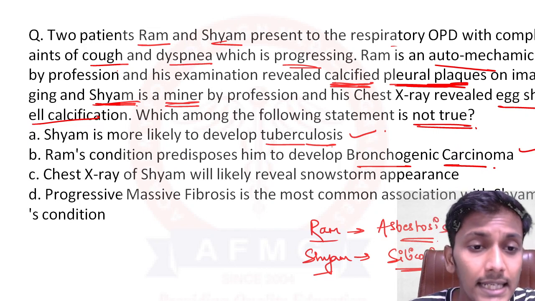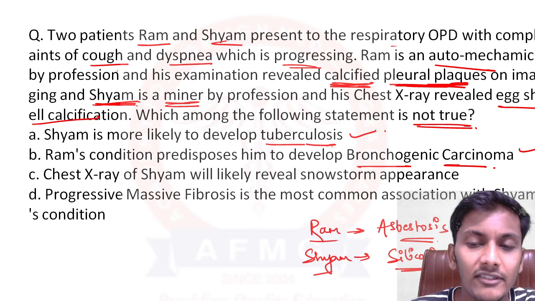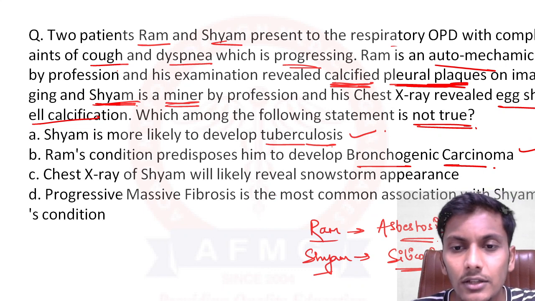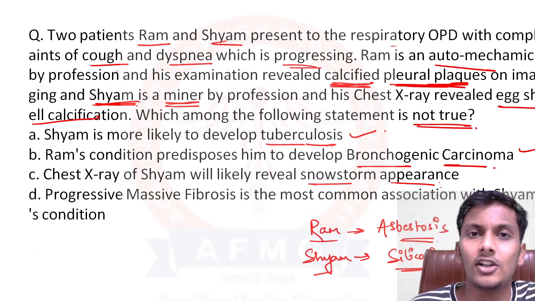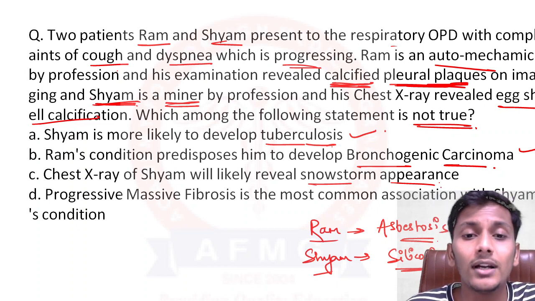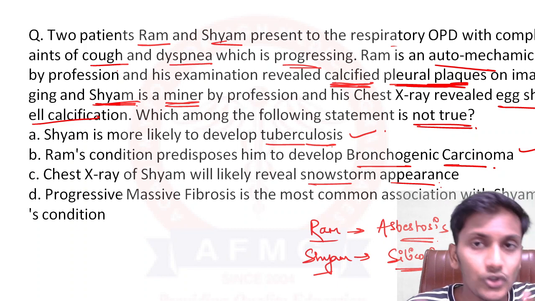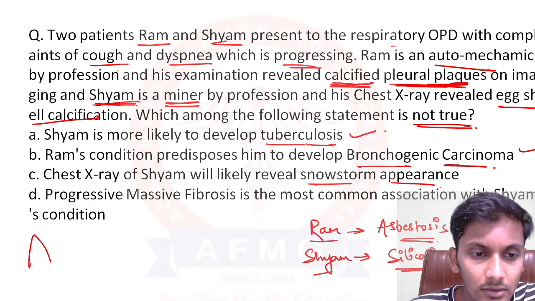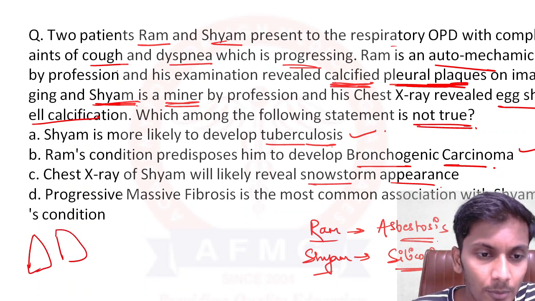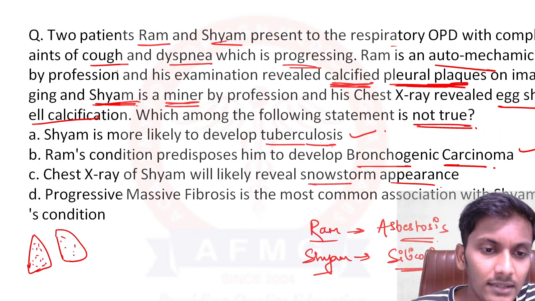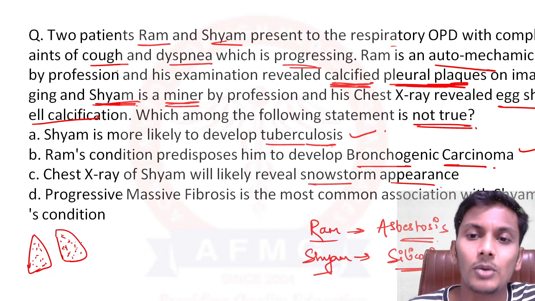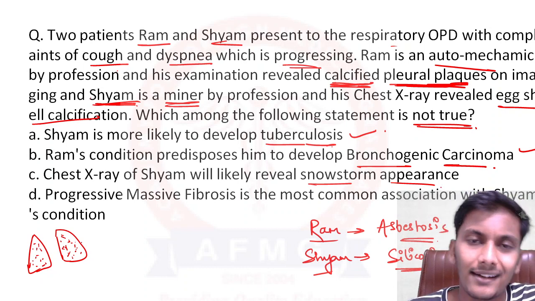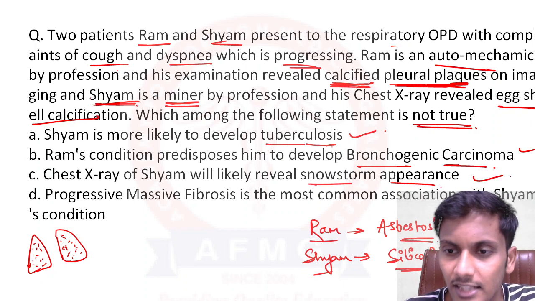Next one, option C. Chest X-ray of Shyam will likely reveal snowstorm appearance. As Shyam is suffering from silicosis, a chest X-ray of a silicosis patient would likely reveal a snowstorm appearance. All the lungs would reveal some reticulonodular opacities, like these. Reticulonodular opacities seen throughout the lung are termed the snowstorm appearance on a chest X-ray, which is characteristic of silicosis. Yes, this statement is also right.